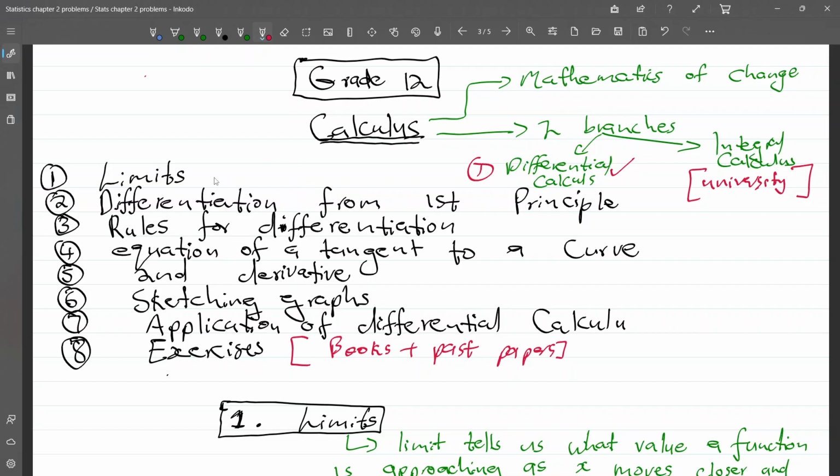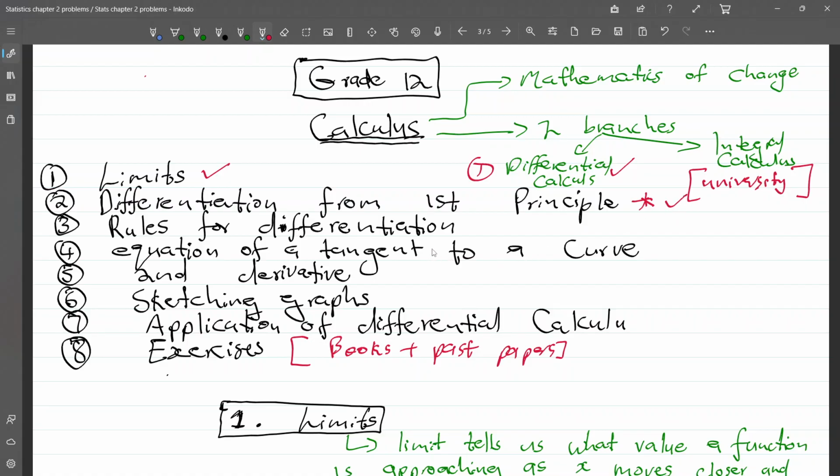The limit asks, what value does a function approach as x gets closer and closer to a specific number? You will see when we deal with the limits. Then we have differentiation from first principle. This is where you'll be given a problem to solve using first principle. This is where you derive the differentiation formula from scratch using the limit definition. So we will do that.